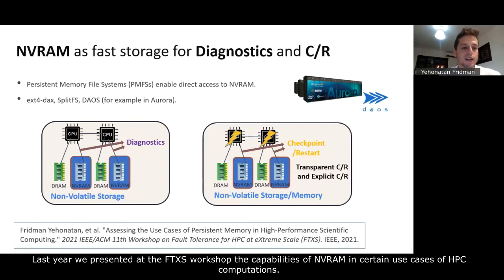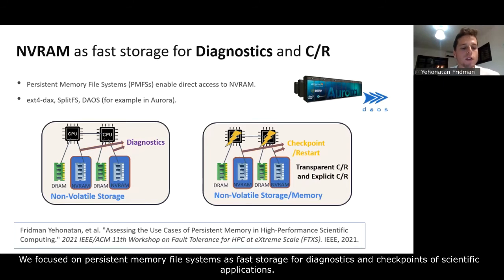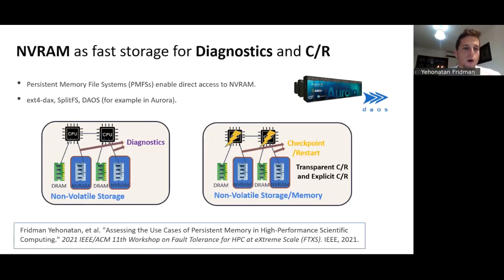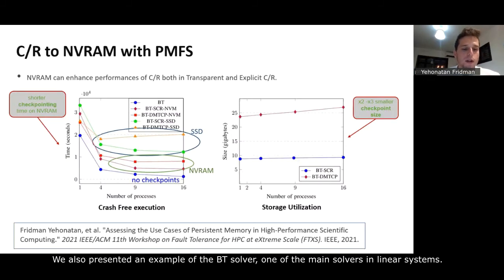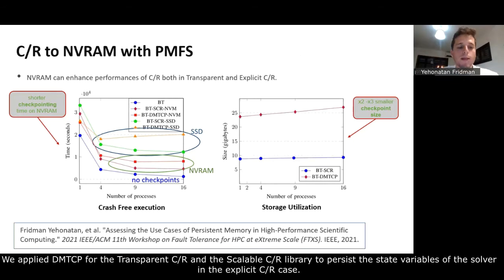Last year, we presented at the FTXS workshop the capabilities of NVRAM in certain use cases for HPC computations. We focused on persistent memory file systems as fast storage for diagnostics and for checkpoints of scientific applications. We also presented an example of the BT solver, one of the main solvers in linear systems. We applied DMTCP for the transparent checkpoint restart and the scalable checkpoint restart library to persist the state variables of the solver in the explicit case.